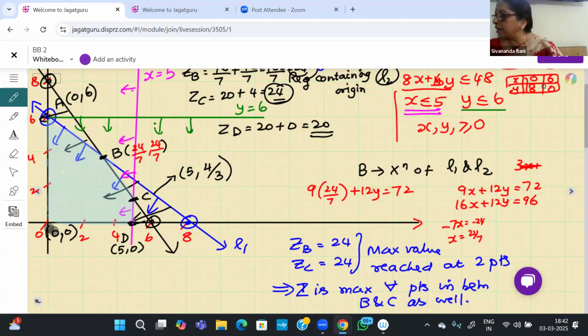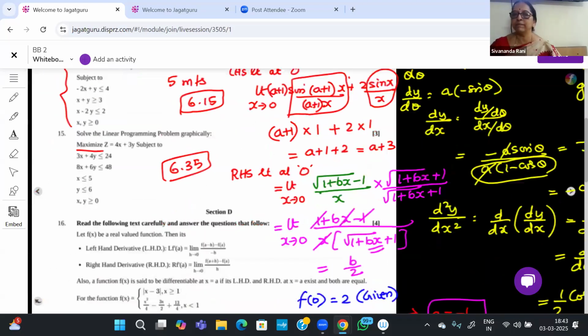In this line segment is where the optimal solutions lie. More than one optimal solution. So we can find infinitely many optimal solutions in this line segment. Are you okay with this? Okay. So I think we spent a lot of time here.